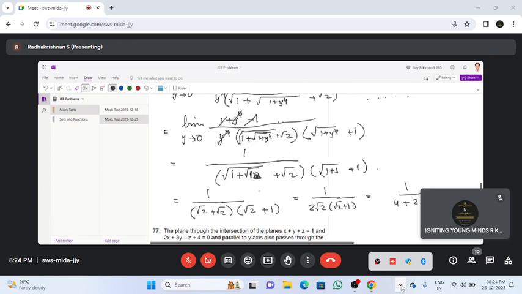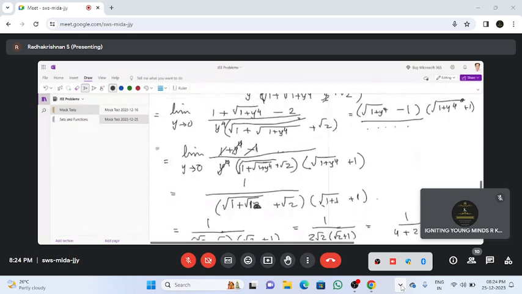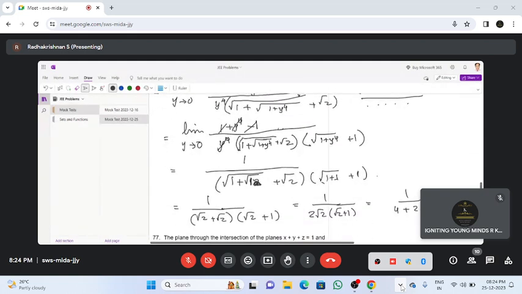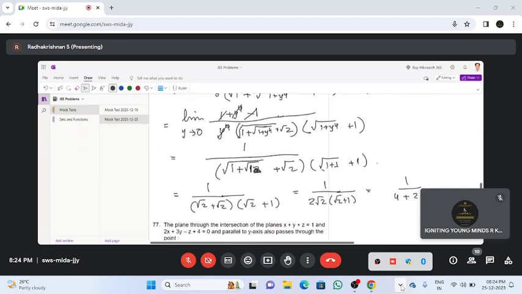I think there is something wrong. I am getting 1 by 4 plus 2 root 2. Okay, so we'll check it out. I don't know where it is. Everything looks correct. Let me check that. You can also try this method, and whatever Santana Mira suggested, try to work it out and see where the error is.